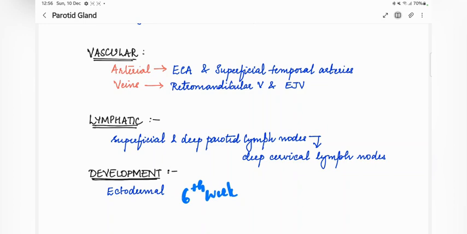So this is all about the parotid gland and the parotid duct, and also the nerve supply, vascular supply, the relations, etc. Make sure that you learn the relations of the parotid gland very well, because it comes very frequently in the university papers.